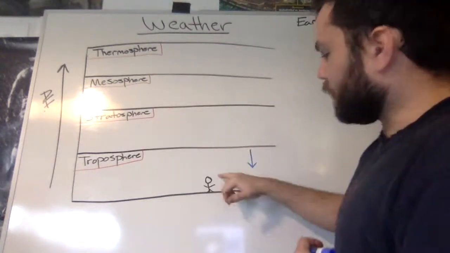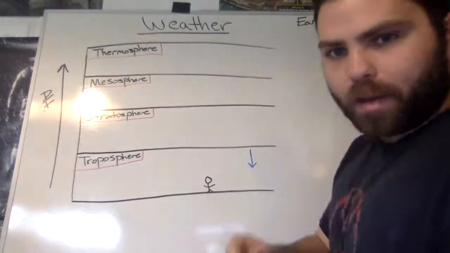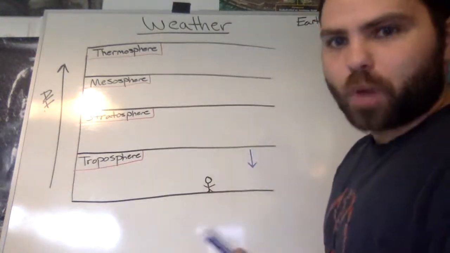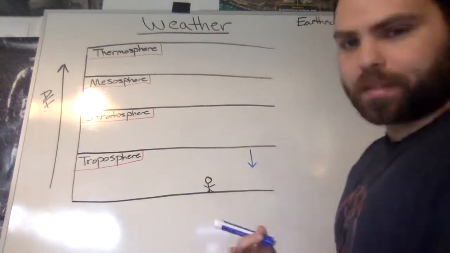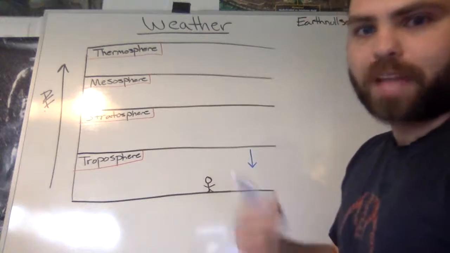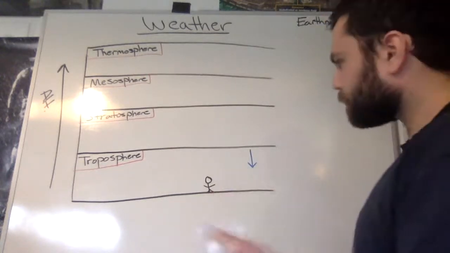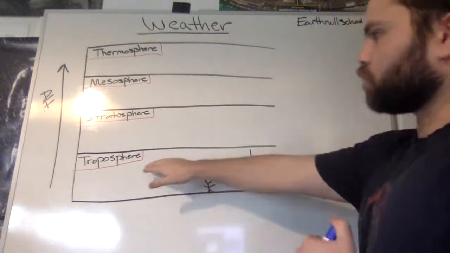So think about it. If any of you have ever gone hiking and you go up really high, at the top of Mount Everest, snow was found. Snow is on the top of Mount Everest. A lot of the tall mountain ranges in the world have snow at the top because as you go up, temperature goes down. So that's in the troposphere.